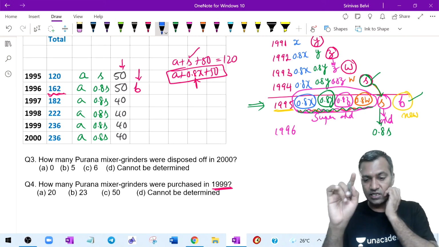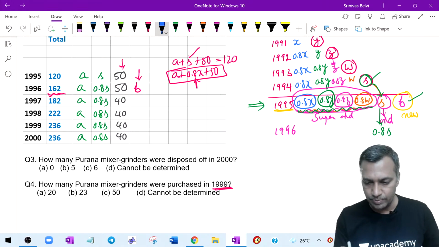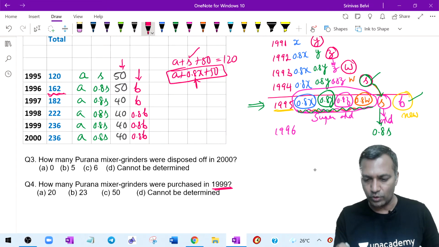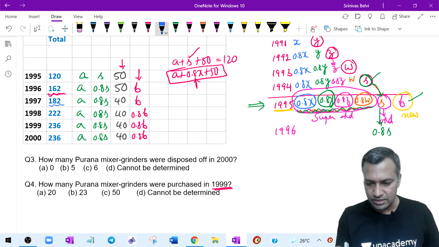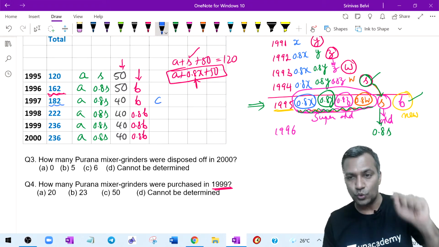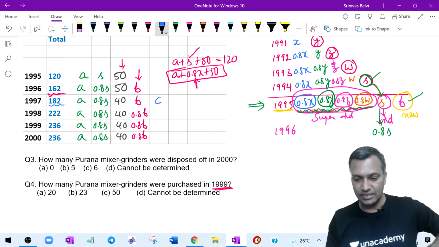Now coming to the next year, listen to this very carefully, my friends. This B remains B here. Then this would become 0.8B. This would become 0.8B. And this would become 0.8B. What is this B? That B was new. Now listen very carefully. 182, which means some C are going to be introduced new. I can find this C now.